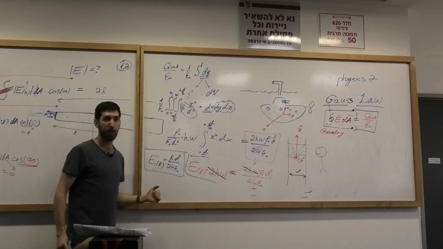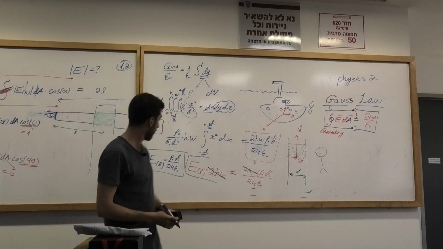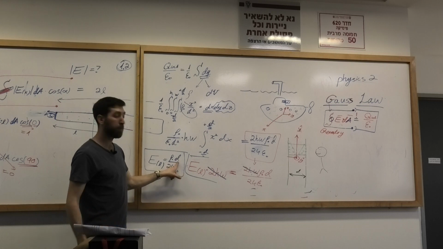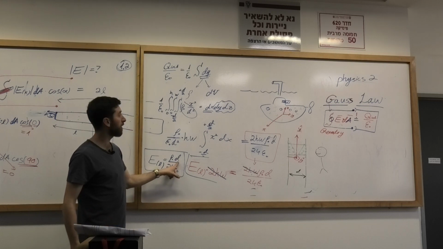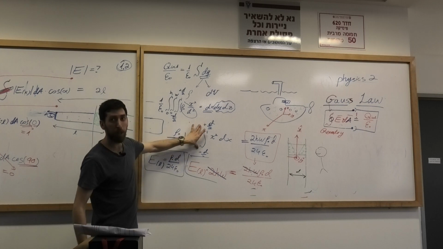Should be an L, right? What? D should be an L? No, D should be a D, because D came from here. Okay. You substitute. Yes, Maya.